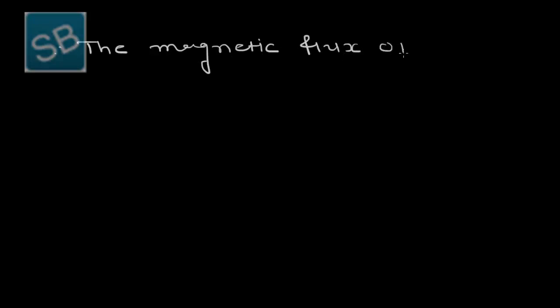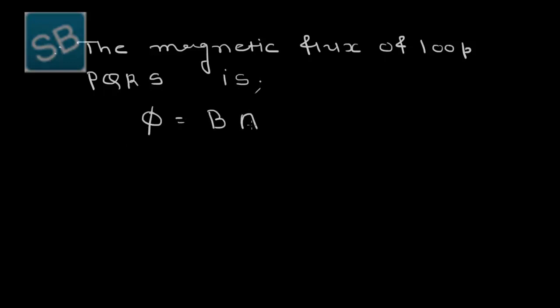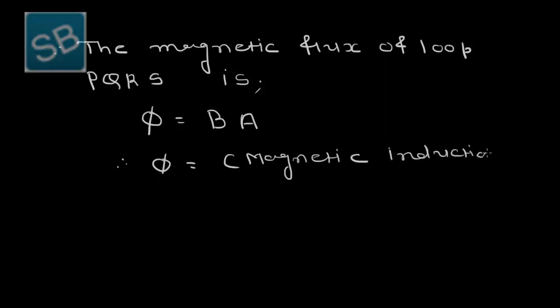The magnetic flux of loop PQRS is phi equals BA. Here B is the magnetic field, or we can say the magnitude of magnetic induction, multiplied by the area of PQRS.